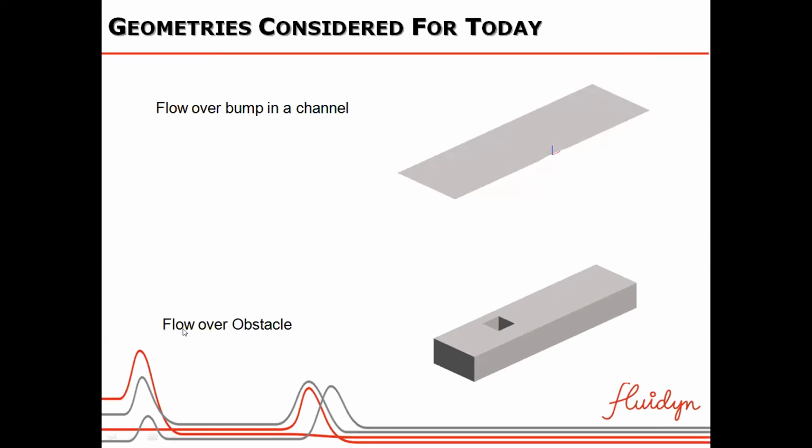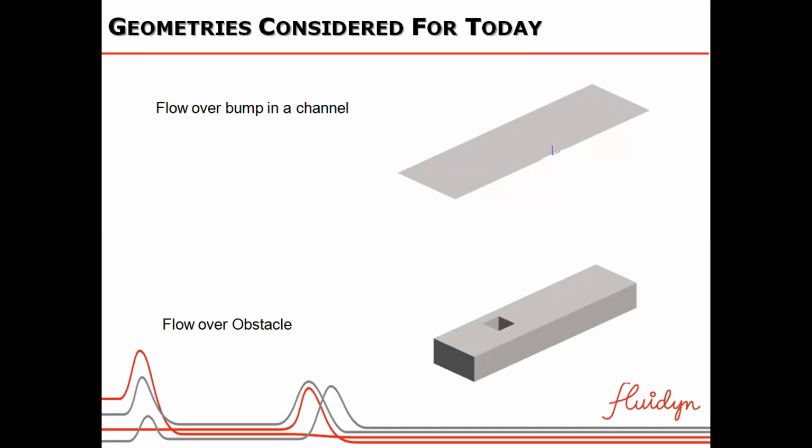And the second geometry will be flow over an obstacle. This is an obstacle here, and what happens to a flow which is flowing from this particular region to this particular region? This is a flow-through case. The flow is flowing through, and you have an obstacle in a location, not exactly at the center. So these are the two geometries we are considering for this particular session.